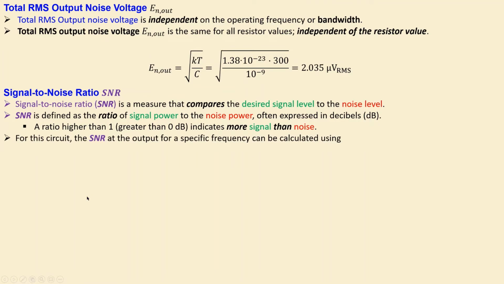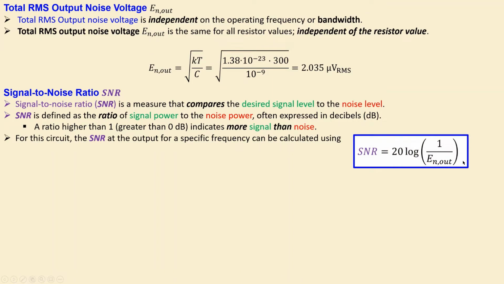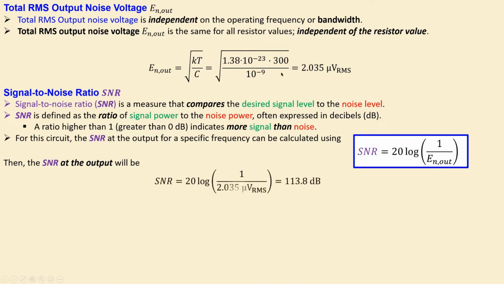Okay, for this circuit, the SNR at the output for a specific frequency can be calculated using this formula. The interesting thing is that we already have it in a 20 log form, so it is already given in units of decibels. You can see this expression at the output is only the total RMS output noise voltage. So if I substitute the value here, I will have 113.8 dB, approximately 114 dB, and that will be the case for each resistor. So it only depends on the capacitor.